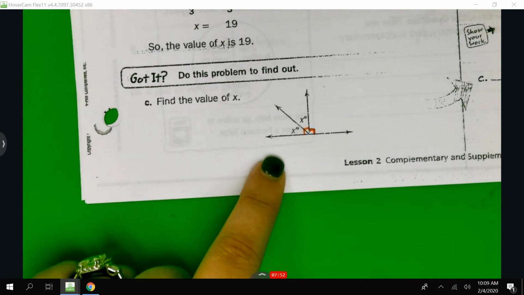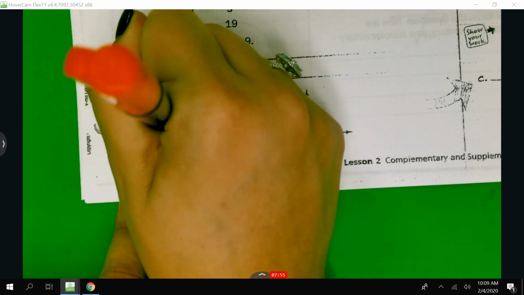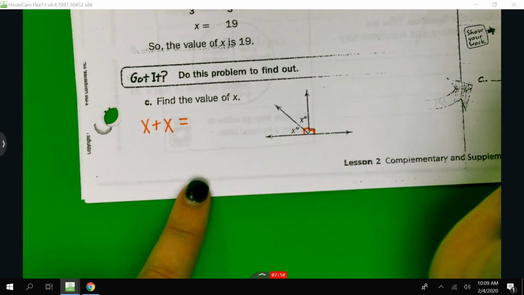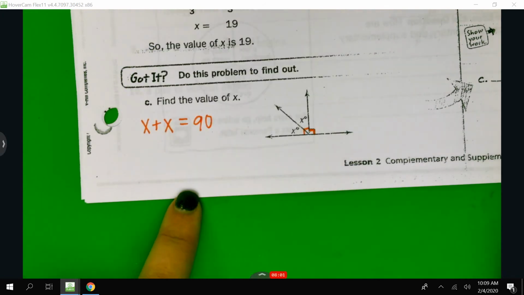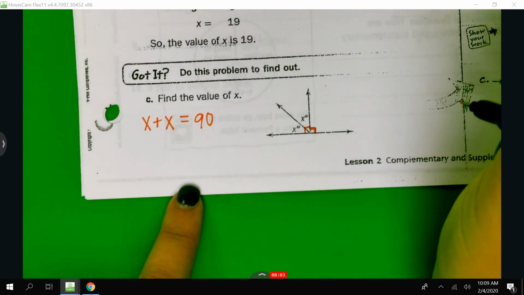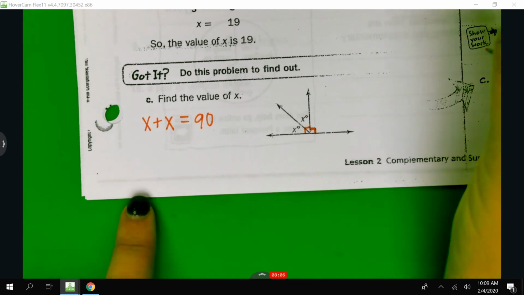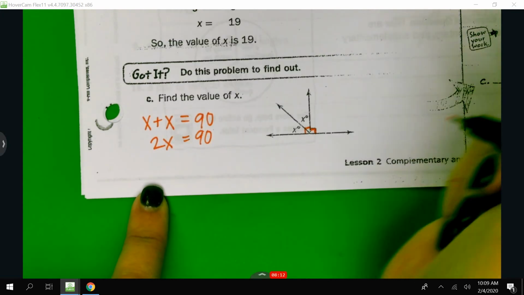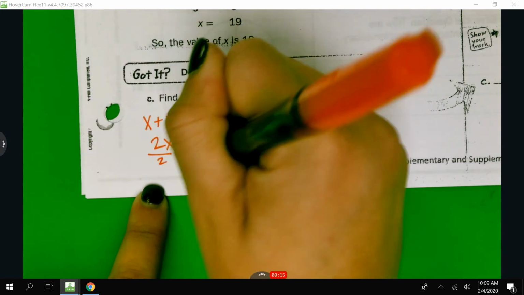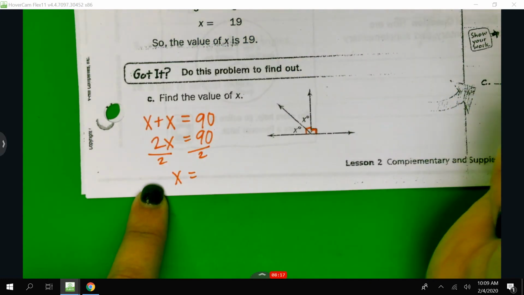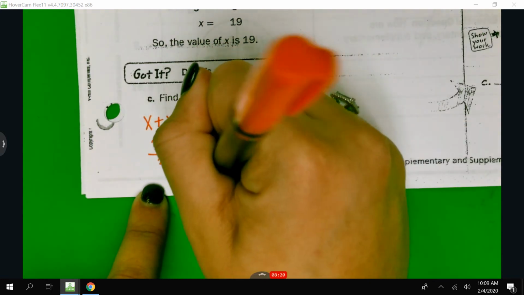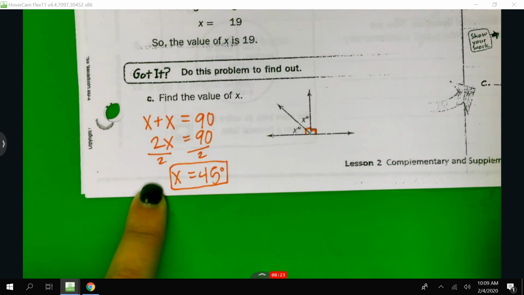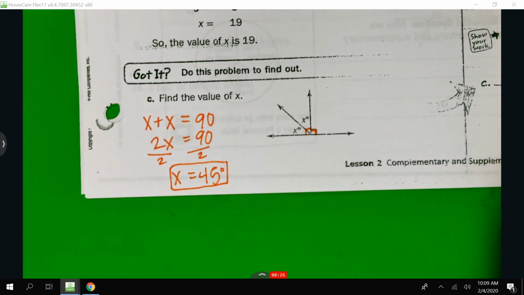So if you want to find x, you can say x plus x equals what? 90. Can you combine those two x's? What's x plus x? 2x. So this would be 2x equals 90. And then how do you solve for x? Divide by 2. So x equals 45 degrees. Questions on that? We good?